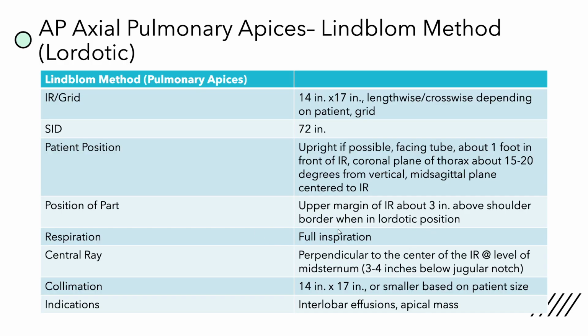Again, a nice inspiration, so a nice deep breath in, all the way out, and breathe in again, and hold. The central ray will be perpendicular to the center of the IR and at the level of the mid-sternum, which will be about 3 to 4 inches below the jugular notch. So I'll show you where to find the jugular notch on the sternum. It's pretty easy to palpate on yourself, so you can palpate on the patient.